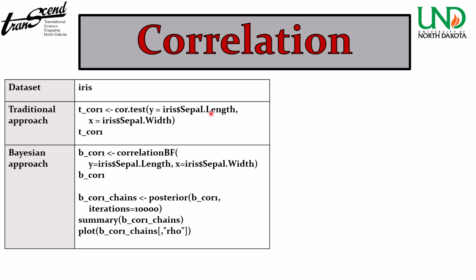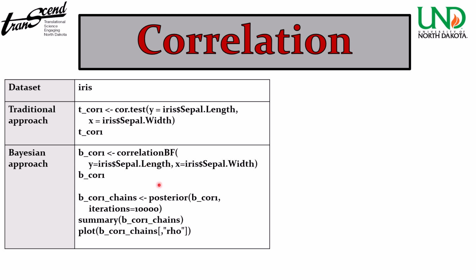So what y and x is matters in regression, where in correlation it really doesn't matter. It's just like a comparison. There's no directionality. Anyways, so Bayesian, we can do correlation BF, Bayes factor, same sort of setup.